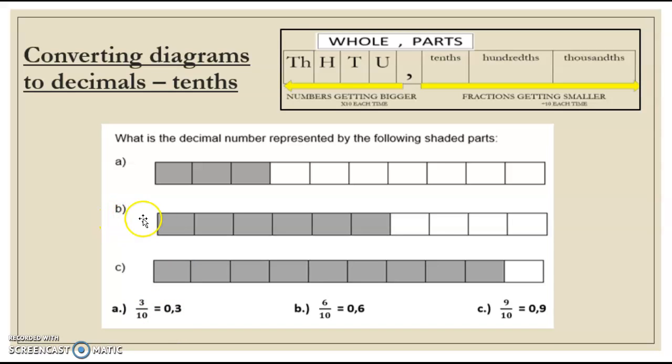B, 10 parts, 6 of them are shaded. That would make our fraction 6 out of 10, written as a decimal, 0,6. Question C, 10 parts, 9 of them are shaded in. 9 out of 10, 9 tenths, written as a decimal, is 0,9.